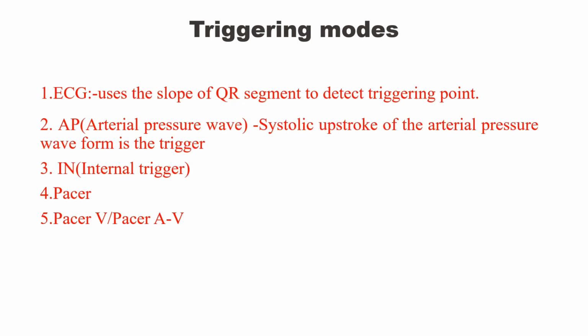Coming to the triggering modes. There are 5 triggering modes which are used to trigger the console. The first one is ECG, which uses the slope of the QRS segment to detect the triggering point. Then arterial pressure, which uses the systolic upstroke of the arterial pressure wave as the trigger, and internal trigger, pacer, and pacer with AV.